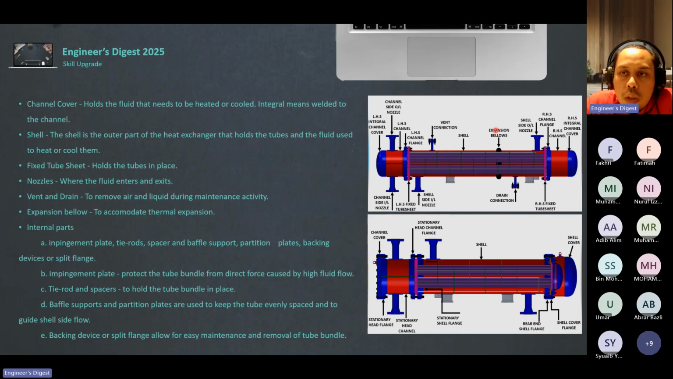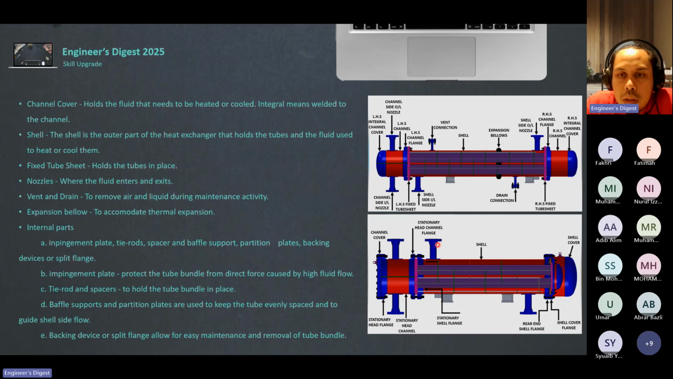However, if we put an expansion bellow here, then it could handle thermal expansion. But this expansion bellow will require maintenance activity. In a later class we will have a calculation on this expansion bellow. Internal parts: impingement plate, tie rod, spacer, baffle support, partition plate, backing device.